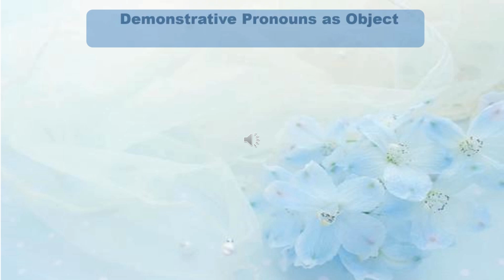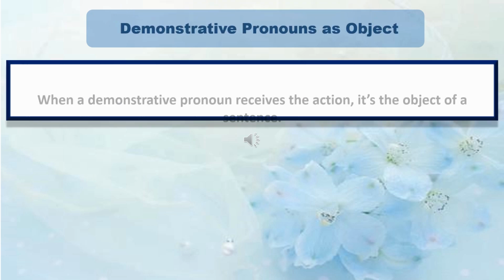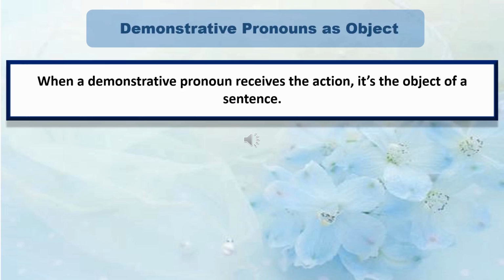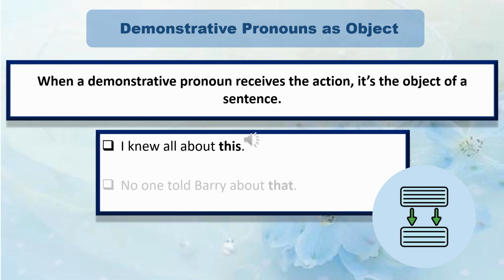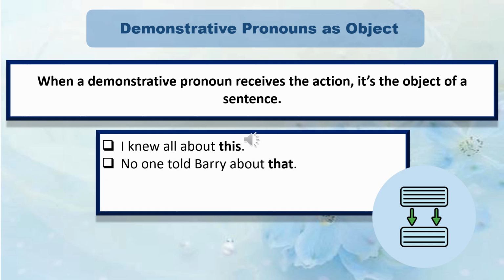Demonstrative pronouns as sentence objects. Demonstrative pronouns, this, that, these, those, can function as objects when they receive the action of the verb. Examples: I knew all about this. This, singular, near, receives the action of "knew." Refers to something specific and close. No one told Barry about that. That, singular, far, is the object of "told." Points to something distant, physically or in conversation.